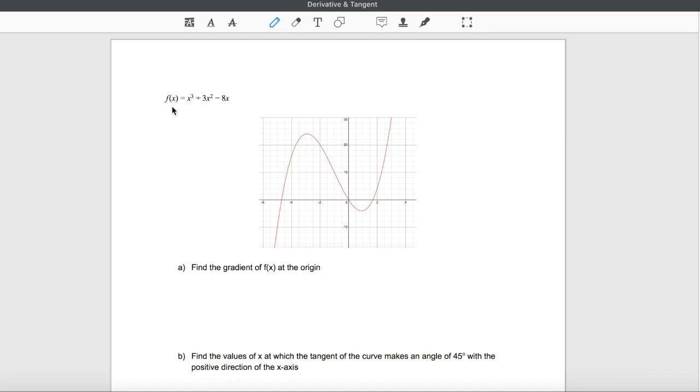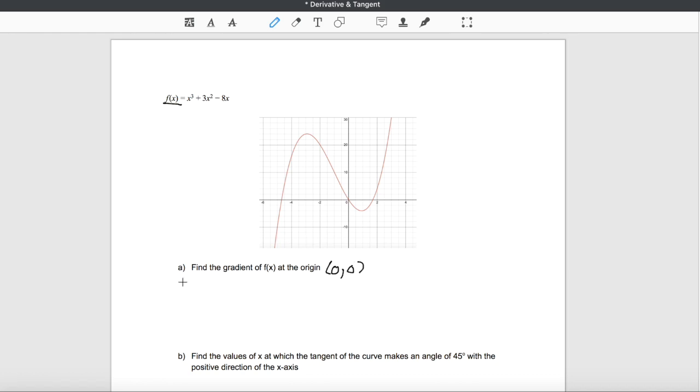Alright, so this question here, we're going to start with some function f of x equals x cubed plus 3x squared minus 8x. The first question here asks us to find the gradient of f of x at the origin. What I've plotted here just on Desmos is this graph f of x. What it wants us to do is to find the gradient of f of x at the origin. Well, the origin would be the point 0, 0.